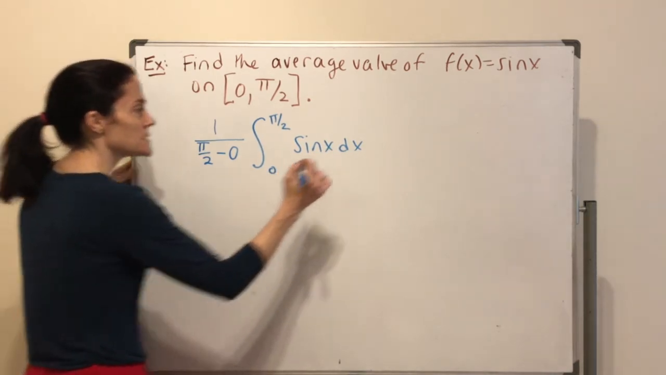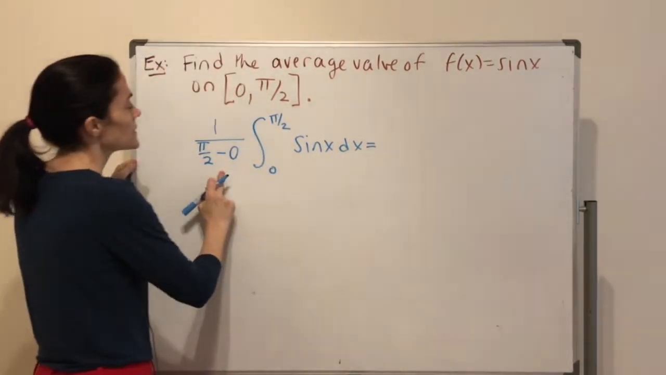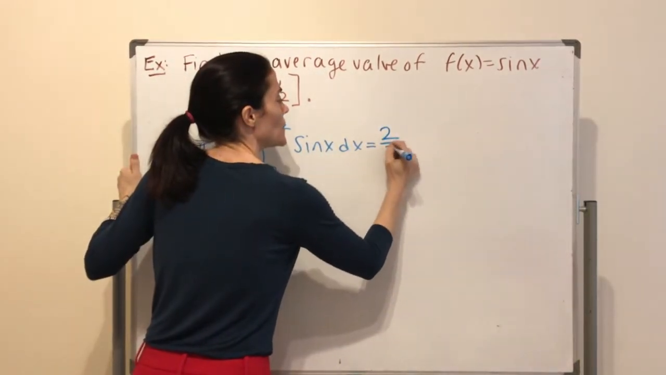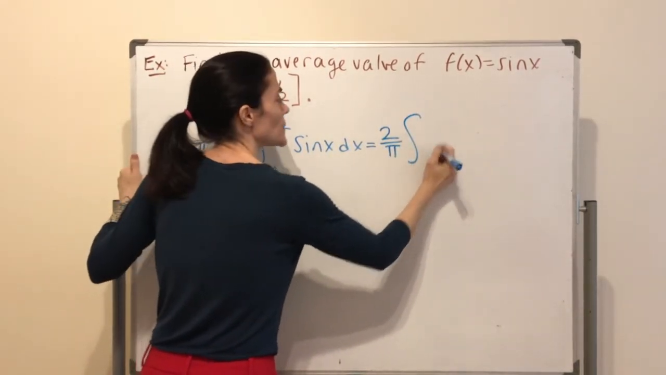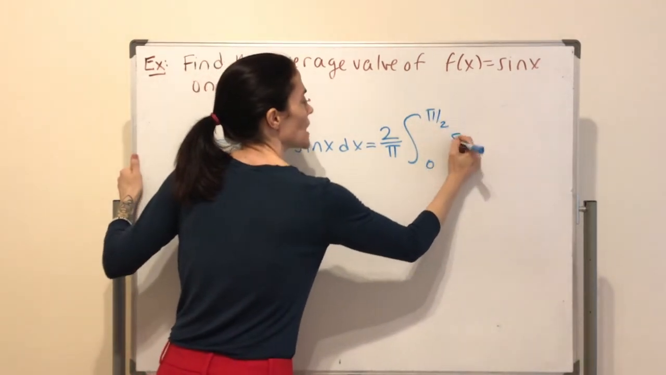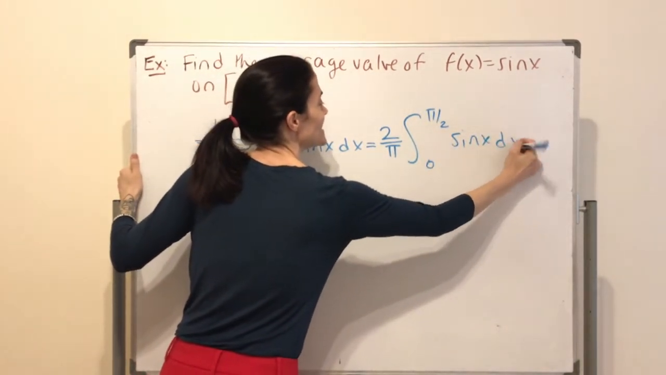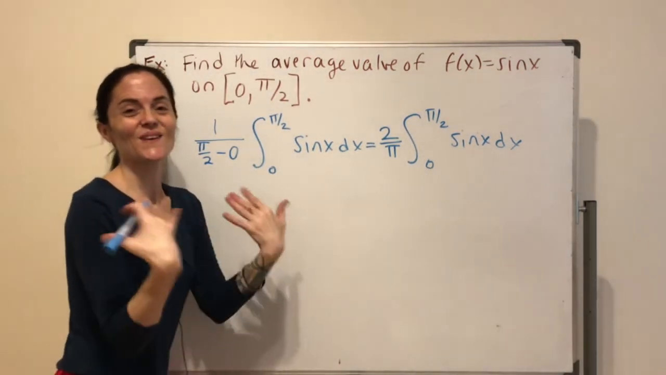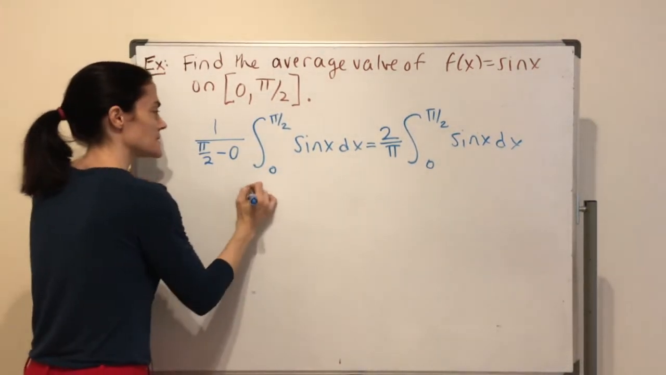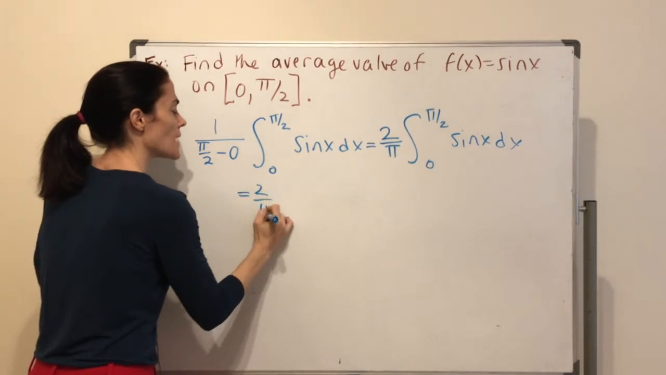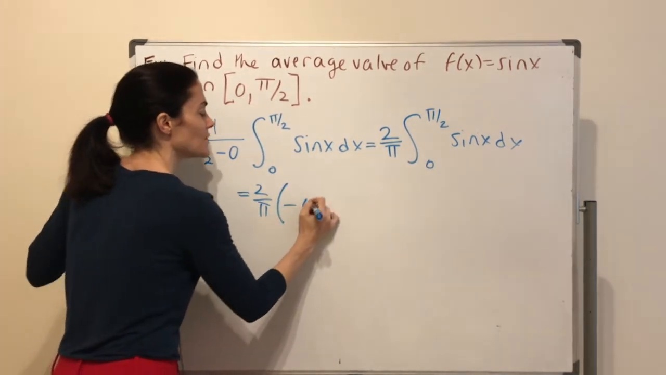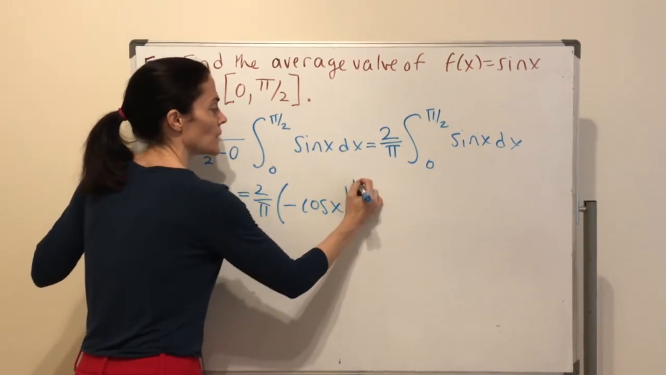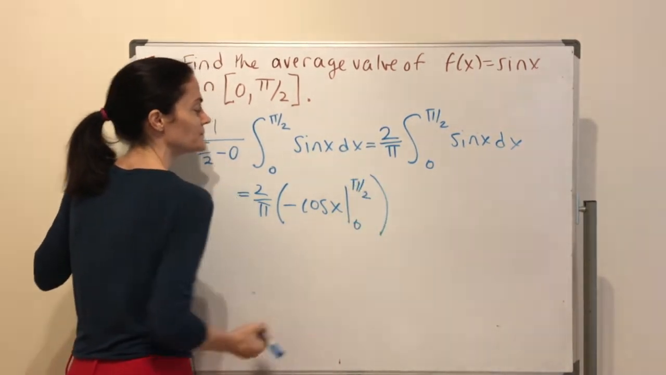Well, here this is 2 over pi times this integral from 0 to pi over 2 of sine x dx. When we integrate sine, we get negative cosine. So this is 2 over pi times negative cosine x evaluated between 0 and pi over 2.